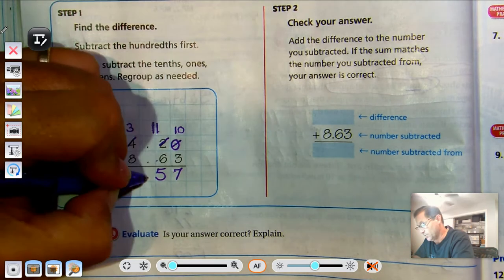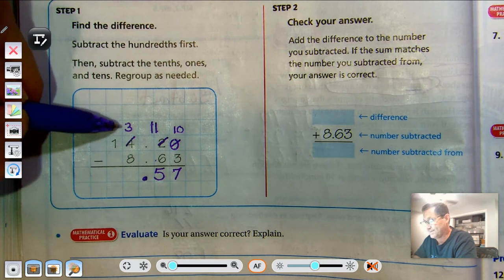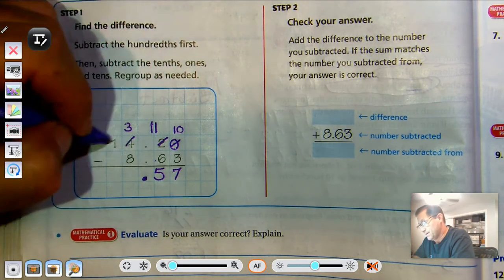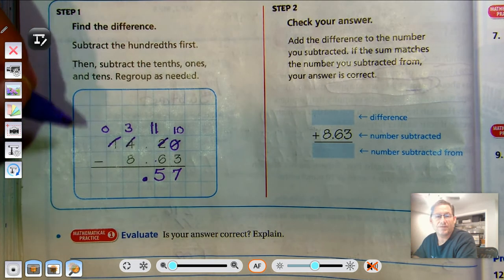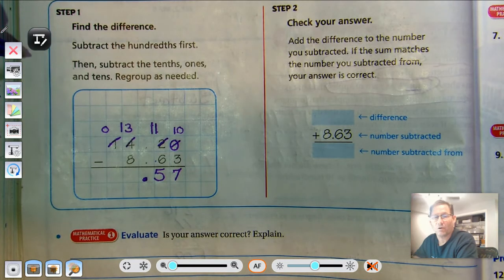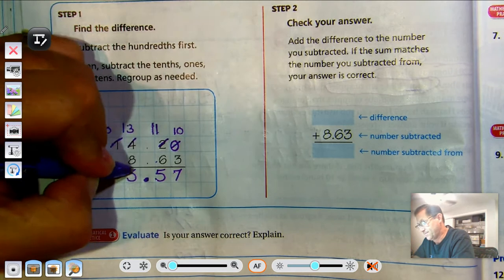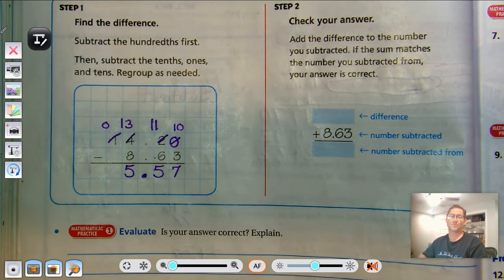All right, we're moving to the ones now. So let's place our decimal. I have 8 ones that I need to take from 3 ones. Can't do that either. So let's regroup from the tens. Okay, I'm going to take one of the tens and I'm going to trade it for 10 ones. All right, now 13 ones take away 8 ones is 5. So 5 and 57 hundredths.